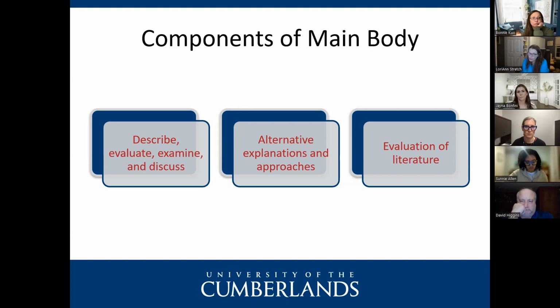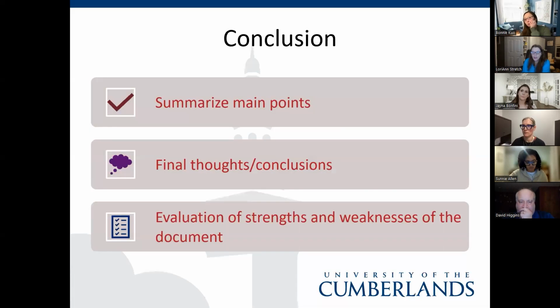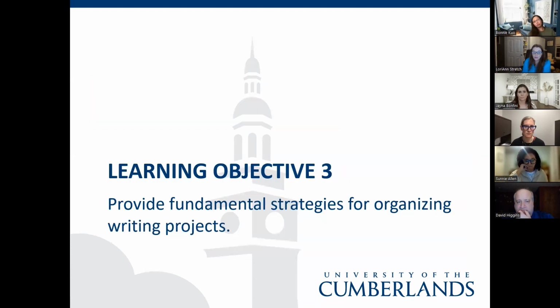All right, and then components of the main body: describe, evaluate, examine, and discuss. Meal plan is great for this. Alternative explanations and approaches, and evaluation of literature. So this is when you're writing a paper. And then in your conclusion, you'll be summarizing the main points, providing any final thoughts, conclusions. Implications is another great thing to cover in your conclusions, and evaluate the strengths and weaknesses, kind of like your limitations that are existing. For learning objective 3, we're going to talk about some strategies for organizing your writing project.